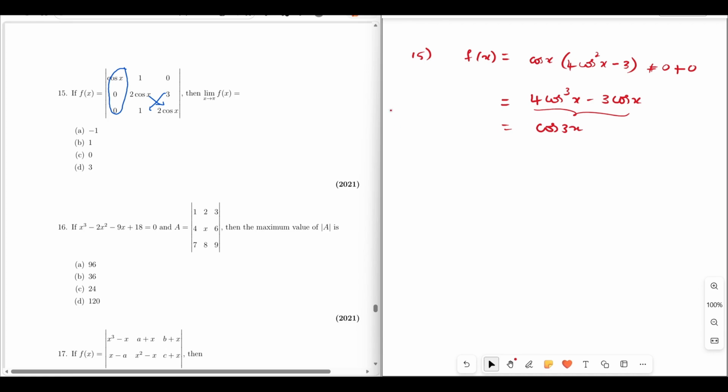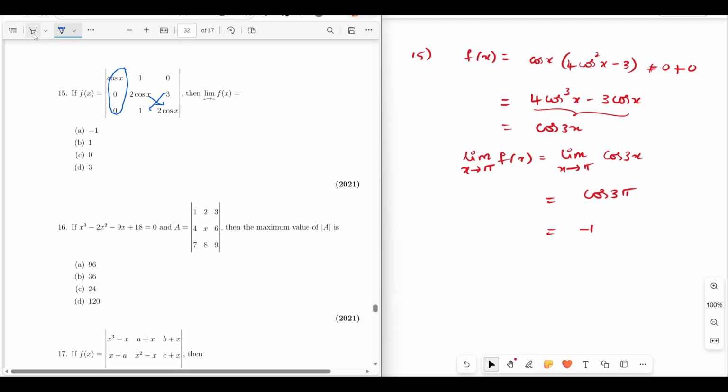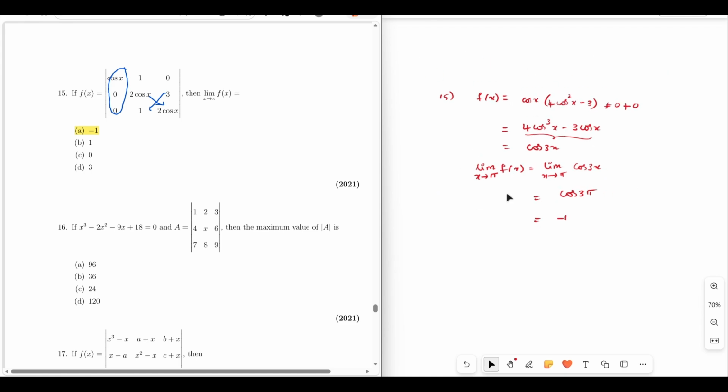The question asked is the limit as x tends to pi of f of x, which is the limit as x tends to pi of cos 3x. So this is equal to cos 3 pi, which is nothing but minus 1. So option A is the correct answer, since cos 3 pi is minus 1. Moving on to the next question.